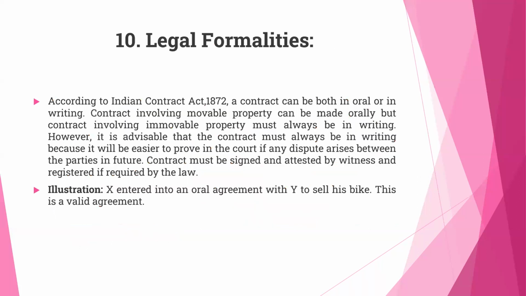Then the tenth one is legal formalities. According to the Indian Contract Act 1872, a contract can be both oral or in writing. A contract involving movable property can be made orally, but a contract involving immovable property must always be in writing. However, it is advisable that the contract must always be in writing because it will be easier to prove in court if any dispute arises between the parties in future. A contract must be signed and attested by a witness and registered if required by the law.